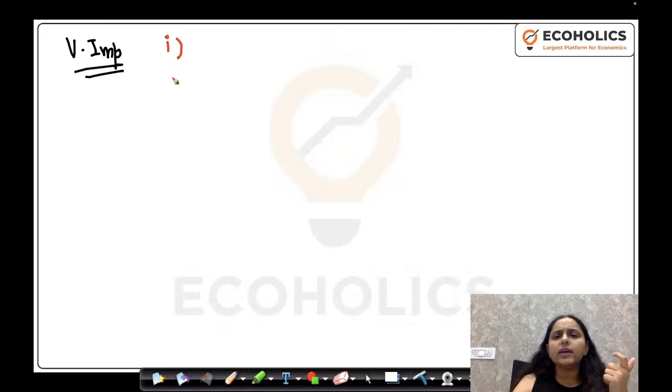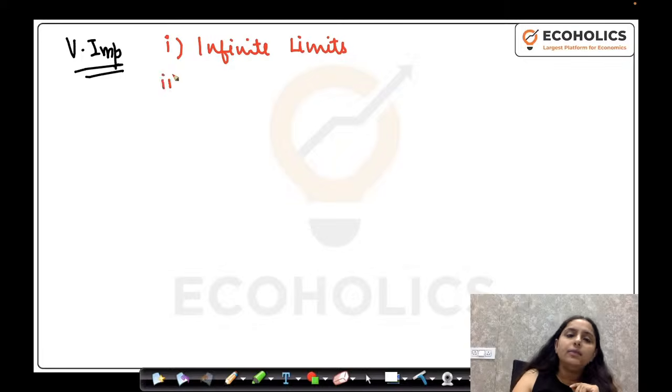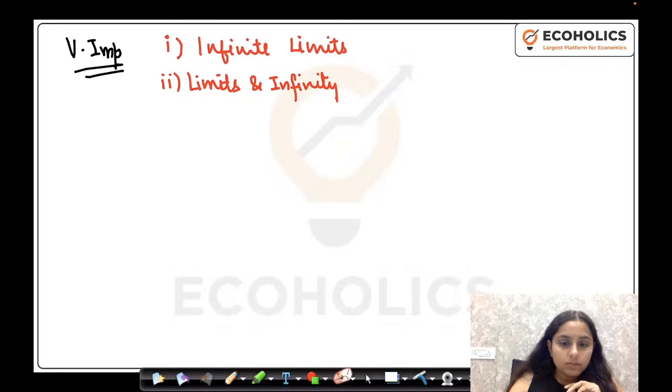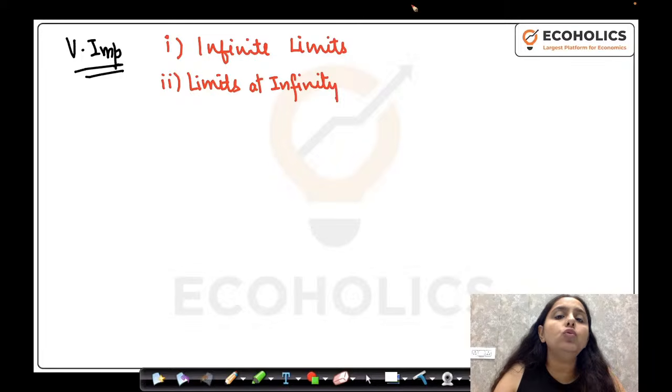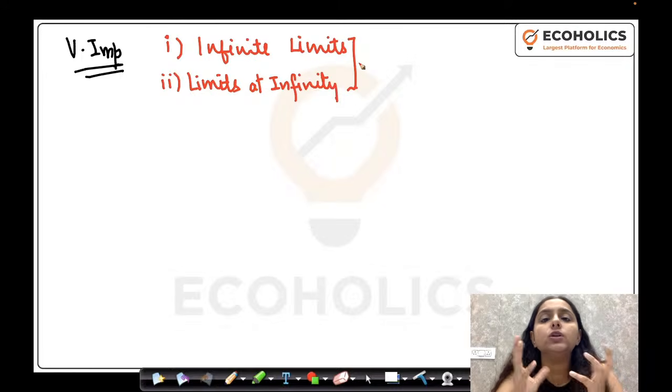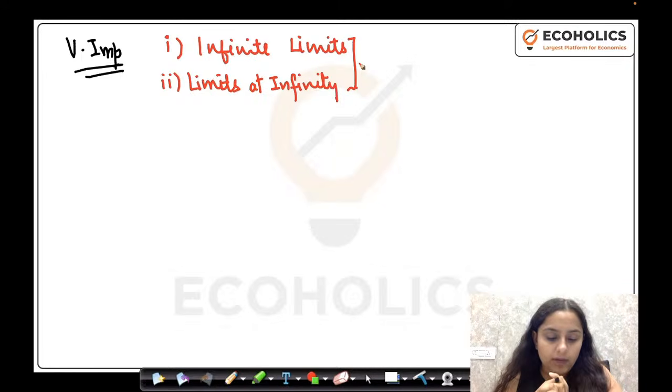First we have seen that I can put the value directly or I can take a common factor and cancel it out, so my limit will be solved. The next 2 types are infinite limits, and limits at infinity. That's what we have. This is limits at, not and. This is at. Now these 2 words confuse every student a lot when they study it for the first time. But you should not get confused.